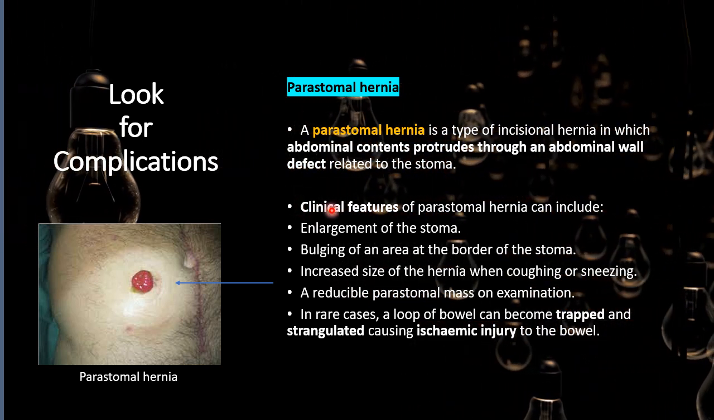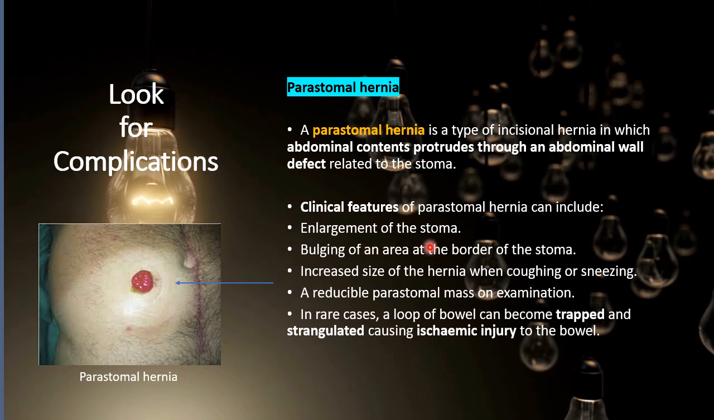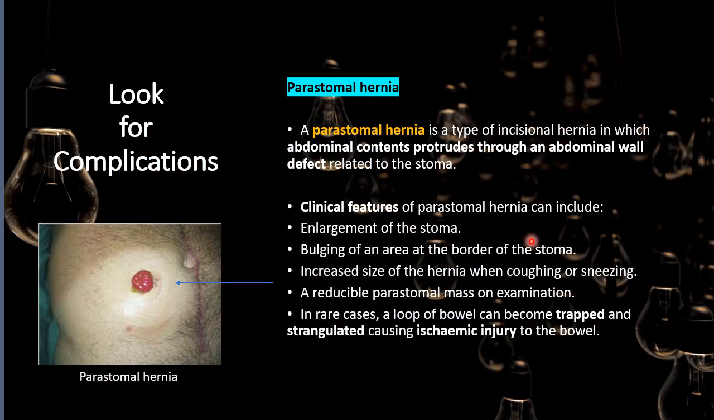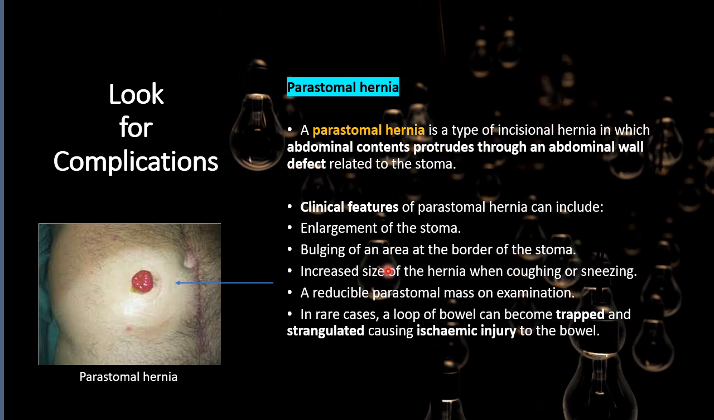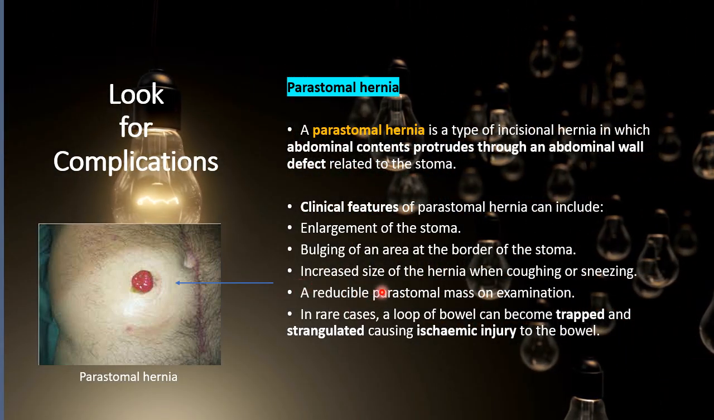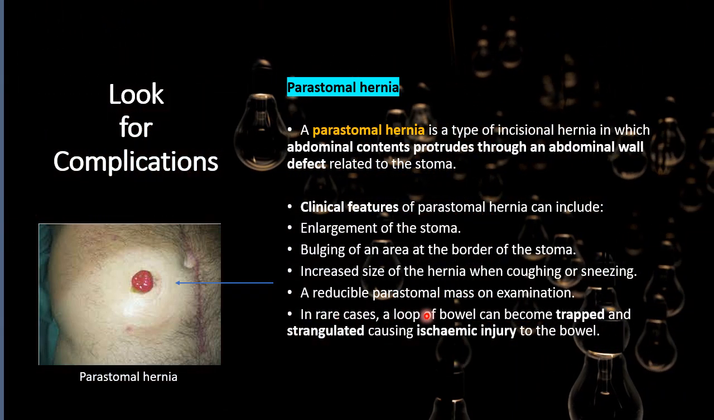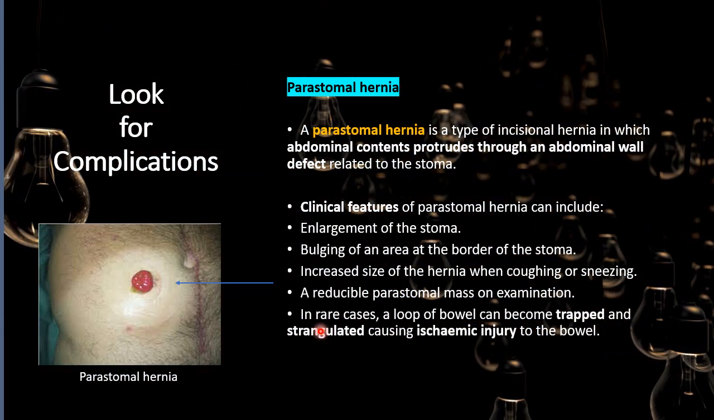Clinical features of parastomal hernia include enlargement of the stoma, bulging of an area surrounding the stoma, and increased size of the hernia when coughing and sneezing. Normally it is reducible, and in rare cases, a loop of bowel can become trapped and get strangulated.